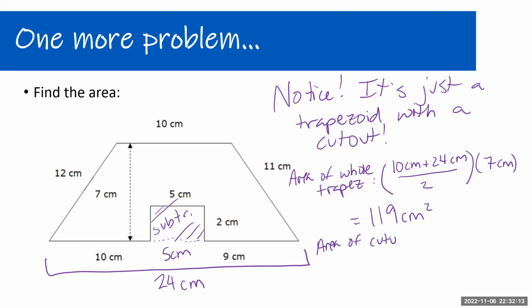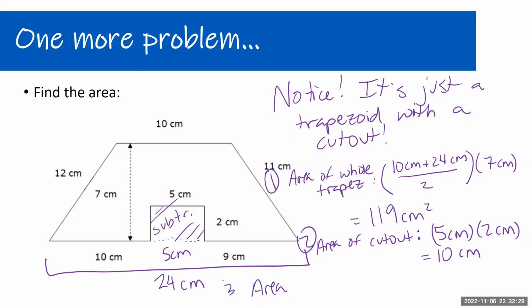The area of our cutout is going to be 5 centimeters by 2 centimeters. This is going to be 10 centimeters squared. So the area of the shape given is going to be that 119 for the whole trapezoid minus that 10 centimeters squared, which is going to be 109 centimeters squared. Okay, if you can do this problem, you should be golden.